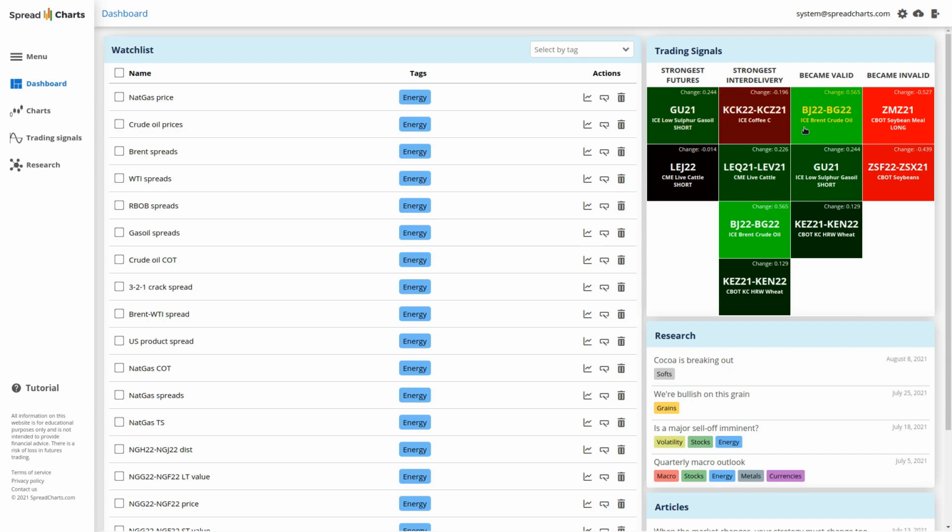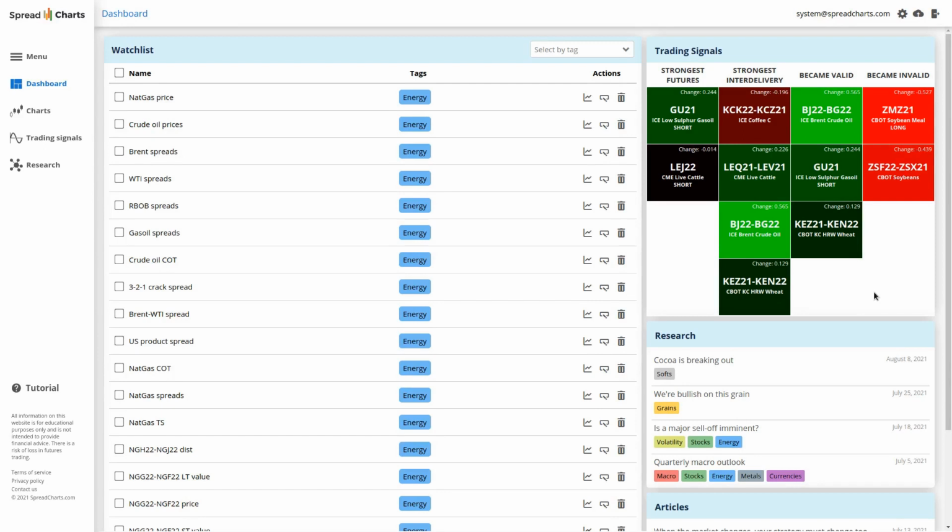And the color of the tile simply represents this change. So when the change is positive, when the signal is getting stronger, then the tile is green, and when the signal weakened over the previous day, then the tile is red. And when it is unchanged or close to zero, then the color is black. And of course, the intensity of the green or red color depends on the magnitude of the change. So this is also a simple way to spot the signals where something is happening.